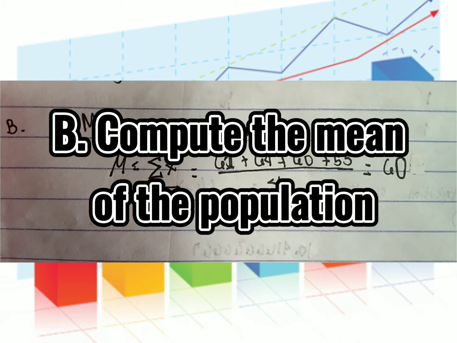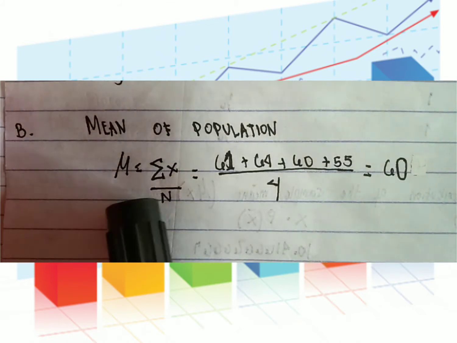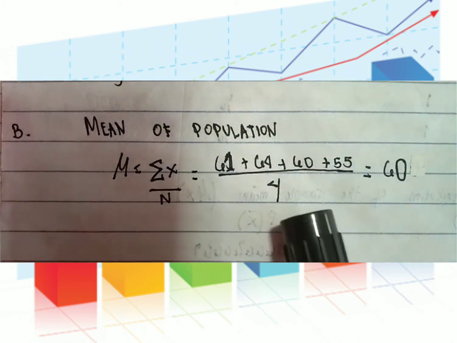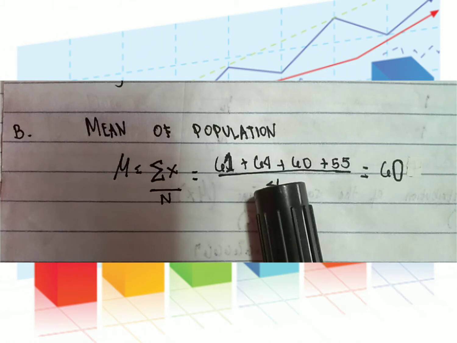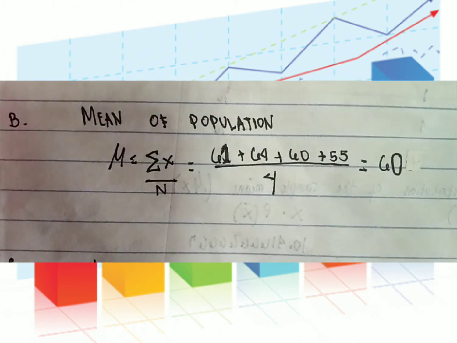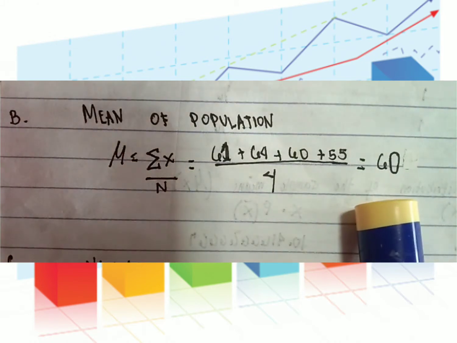After that, I computed the mean of the population. Mean is equal to the sum of x divided by n. I added all the weights of my family members and divided it by 4. Therefore, the mean of the population is 60.